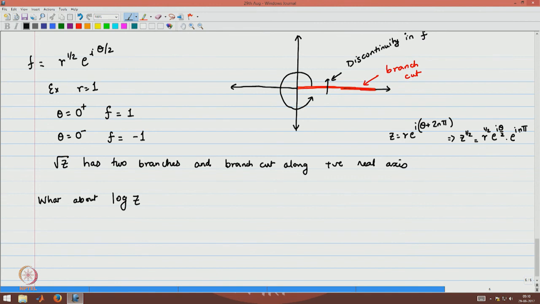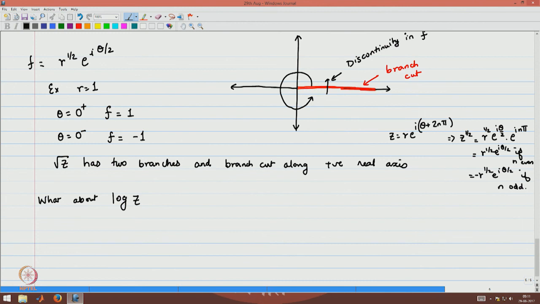If n is odd, okay, then all the terms with n odd will correspond to the negative branch, the branch where this is minus 1. Okay. So n can be odd or even. So this is equal to r raised to half e to the I theta by 2 if n even, equal to minus r raised to half e to the I theta by 2 if n odd. Okay. So these are the various possibilities that you can have.